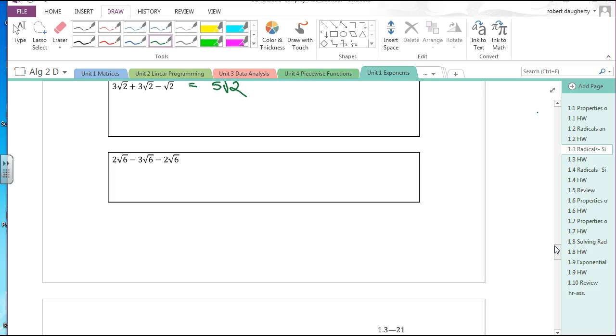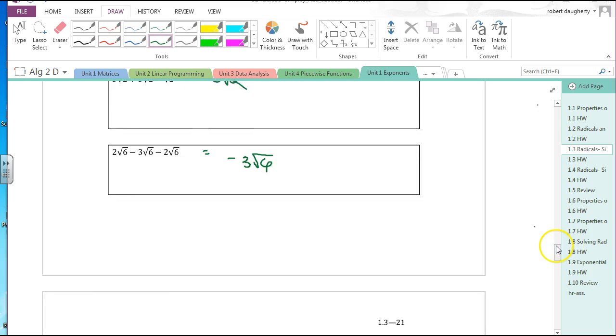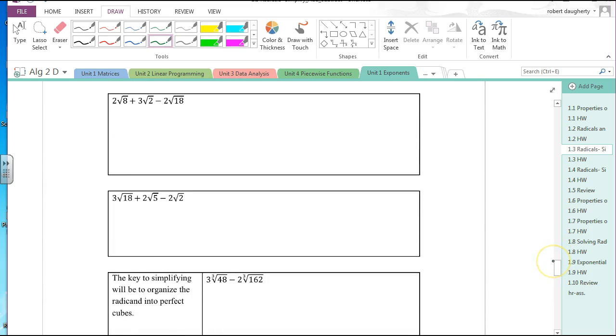Yeah, so if you've got 2 square root of 6 minus 2 square root of 6, what's that? 0. So 2 root 6 minus 2 root 6 is 0. And what are you left with? Minus 3 square root of 6. See how easy this is? I have a feeling it's going to get harder as we move on. There we go. Okay.